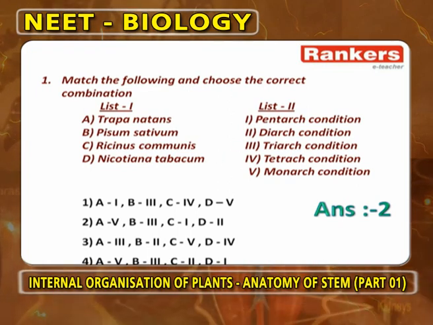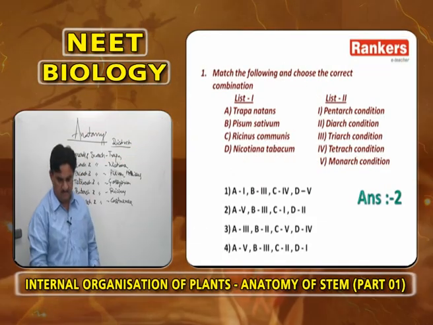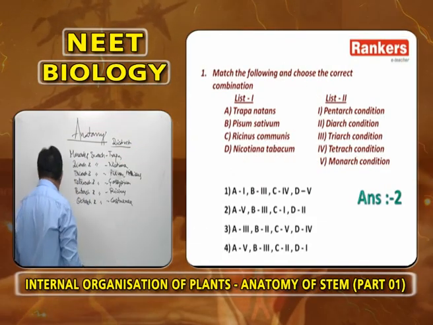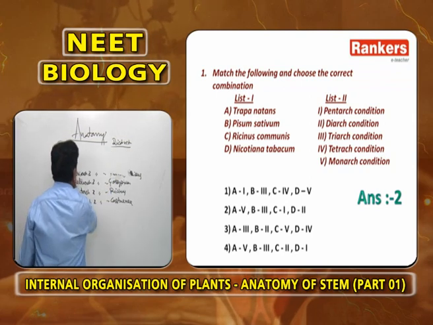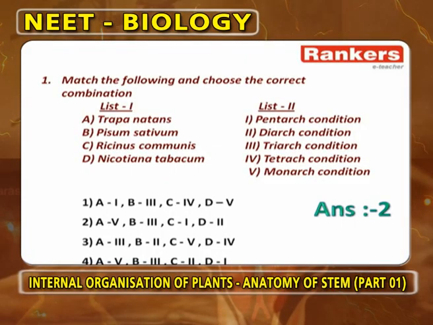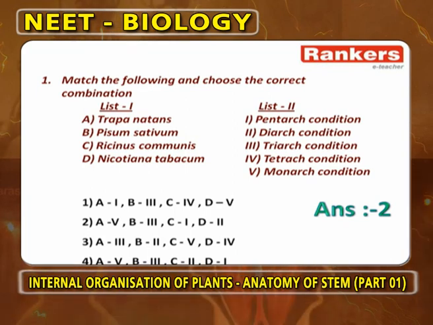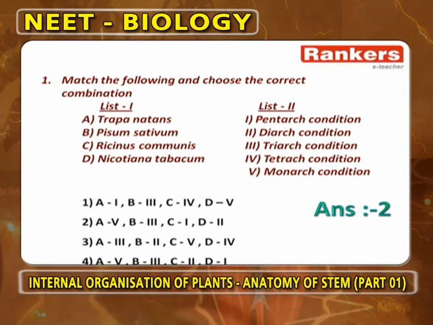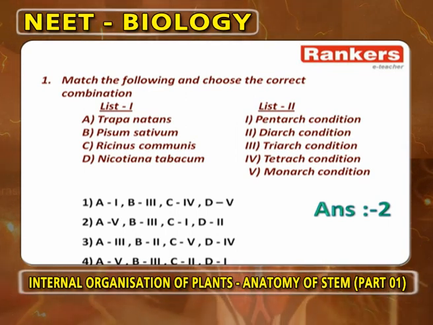So, Trapa natans is monarch and exarch. Pisum sativum is triarch and exarch. Ricinus communis is pentarch and exarch, and Nicotiana tabacum is diarch and exarch. So, A5, B3, C1, D2. The matching of this is correct in the second option.